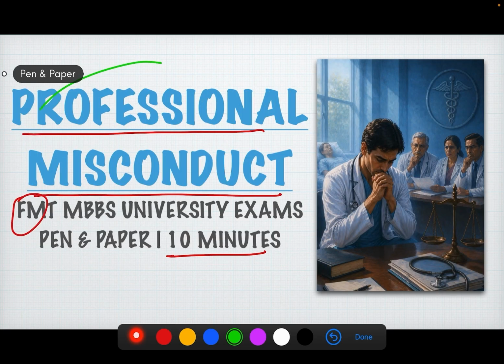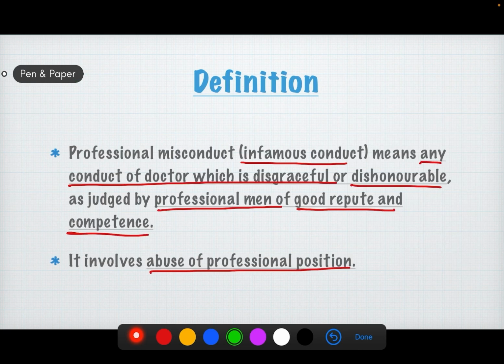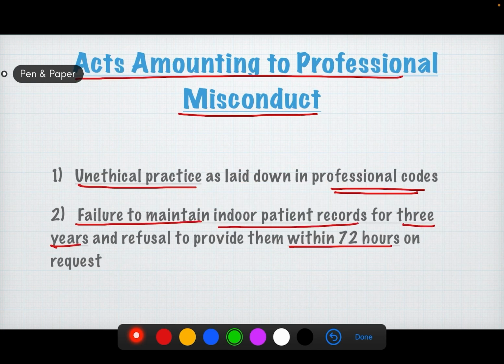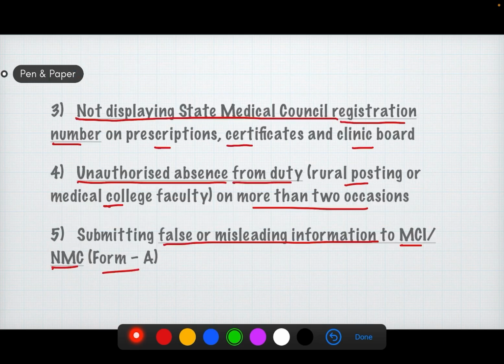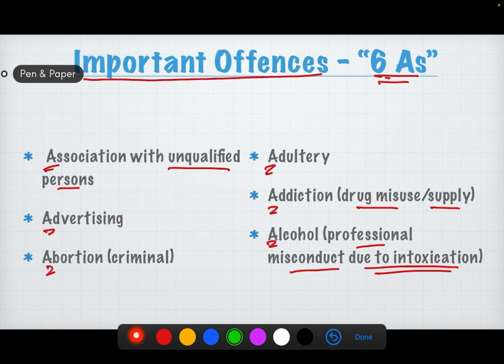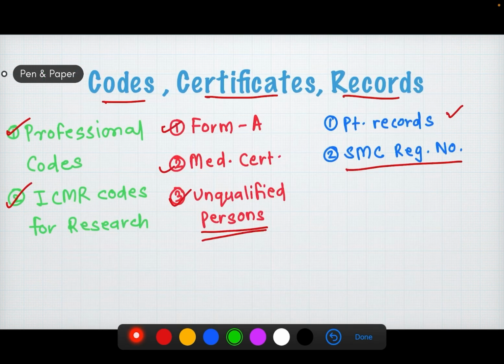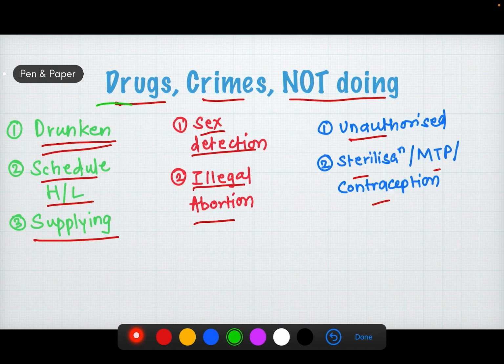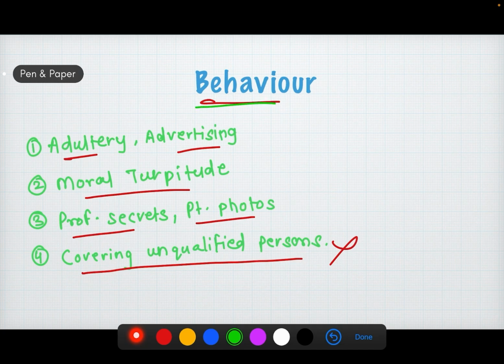So that was all about the topic professional misconduct. In this video, we discussed its definition, acts amounting to professional misconduct, then important offenses, 6 A's, and a way to remember all of these acts included in professional misconduct such as codes, certificates, records, then drugs, crimes, not doing and behavior.